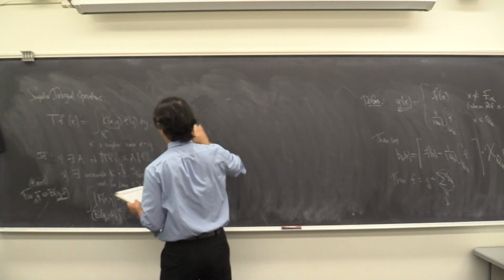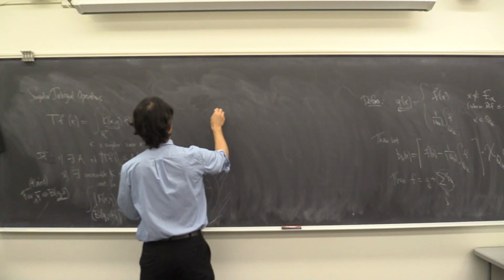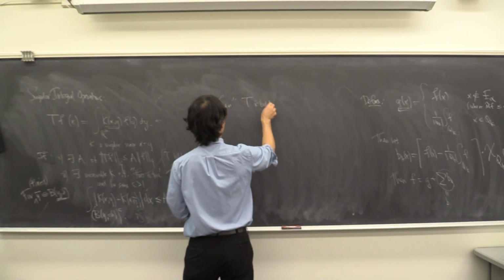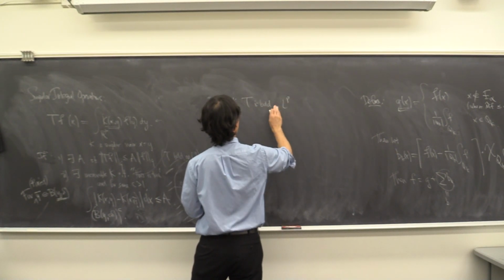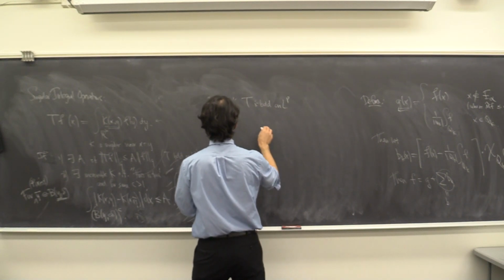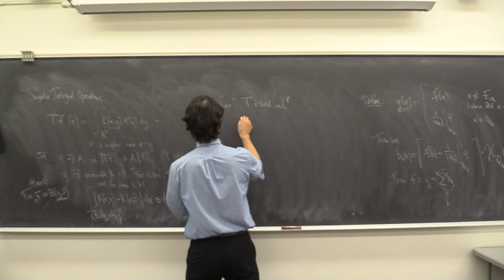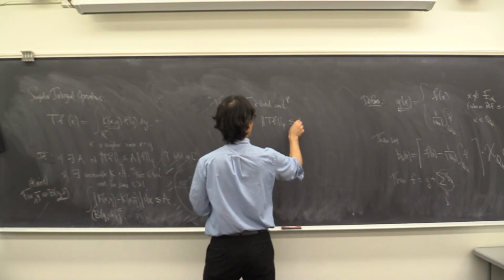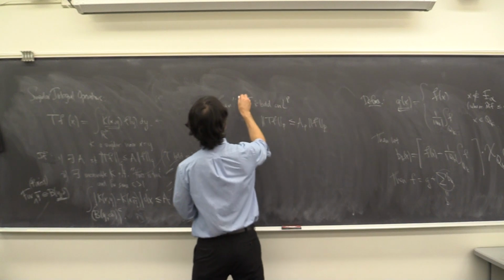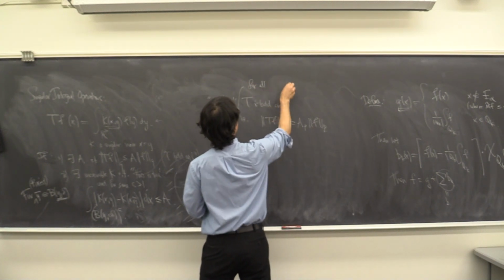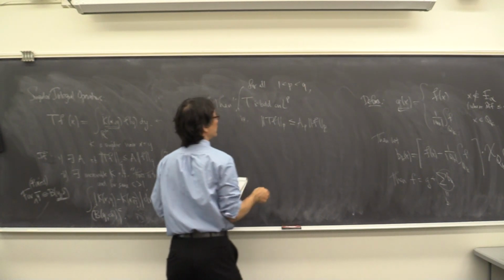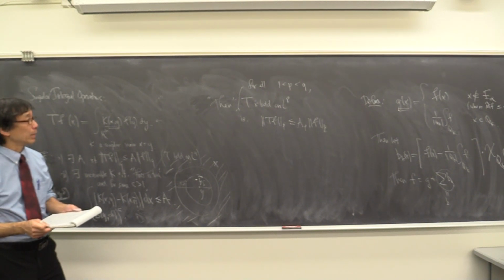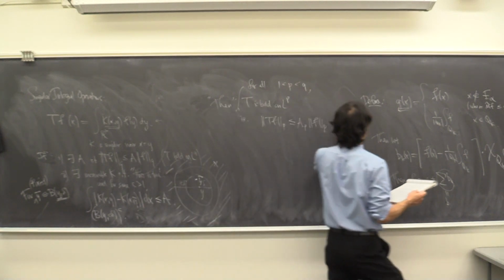Under these assumptions, and there are a couple more technical assumptions, T is bounded on L^p, that is, the norm of Tf in L^p is controlled by the norm of f in L^p, for all p between 1 and q. T is bounded on L^p.